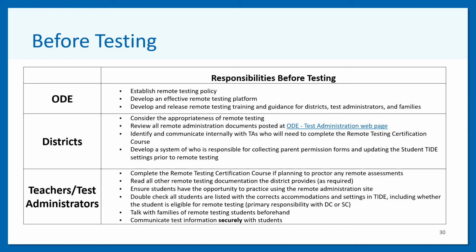The following table provides some actions that occur before testing. In addition to completing this training module, any educator that is planning to proctor a remote testing session must also complete the remote testing certification course to have their TA Tide account activated for remote testing. It is also important to share test information with families and students, such as testing dates, SSID numbers, and the session ID number for remote testing when it is taking place for the summative assessments.